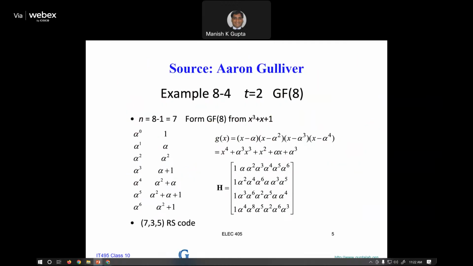Okay, here is an example. So t is equal to 2. Suppose we have a field with 8 elements. So n is 8 minus 1, q minus 1, right? The length is 7. We are taking the polynomial x cubed plus x plus 1 for the construction of GF(8). These are the elements, right? 1, alpha, alpha squared, up to alpha raised to 6.